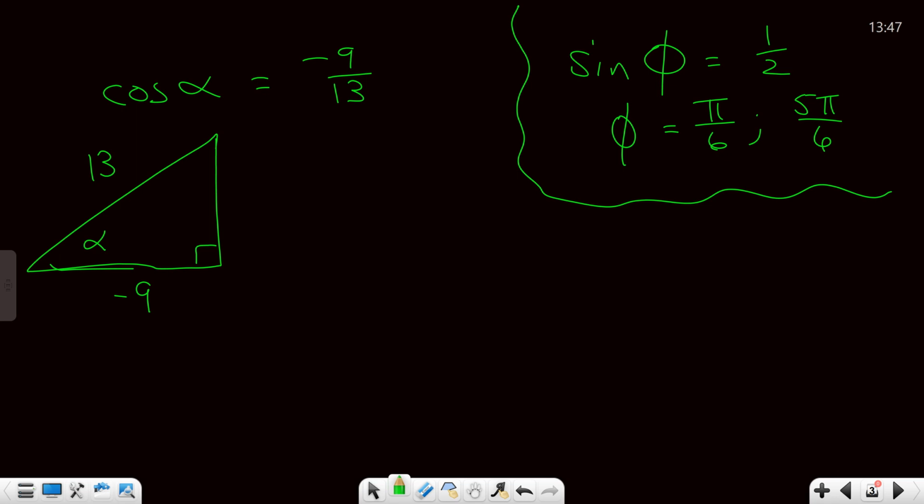How do I find x? Pythagorean theorem. X squared plus negative 9 squared equals 13 squared. X squared is equal to 169 minus 81. Quick. 88? Did you say that, Kush? Tell me how you did that. 169 minus 81, you did it like you set up the picture in your head, and then you did the whole thing. Okay.